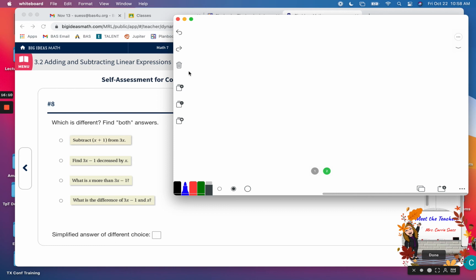So how would I write that? It says subtract x plus 1 from 3x. So which one goes first? I don't want the answer. I want to know how to write it. It's 3x, x plus 1. I wanted you to say 3x, from, so then this comes from that: 3x minus x plus 1. Okay, now we need to simplify this.